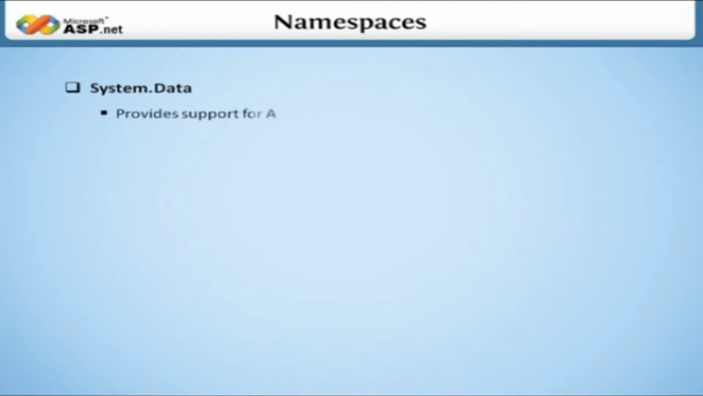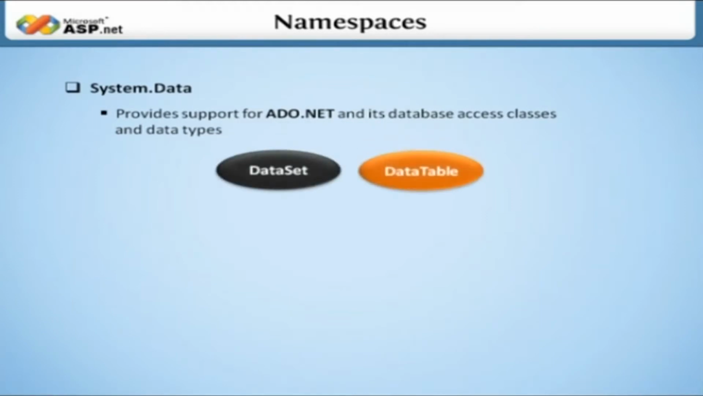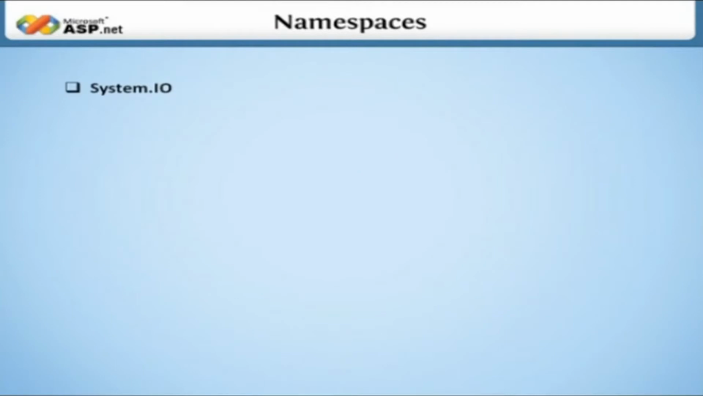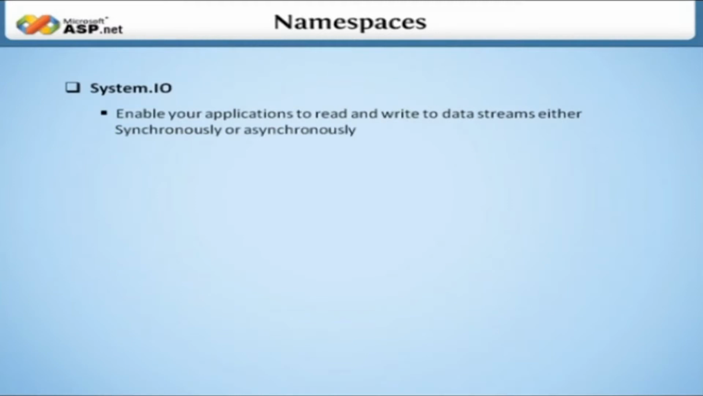System.Data. Provides support for ADO.NET and its database access classes and data types. The basic ADO.NET data management classes in the System.Data namespaces are DataSet and DataTable. These classes enable disconnected data access for Windows and web-based applications. System.Drawing. Contains classes that access the system's GDI+ functions, which provide graphics support.